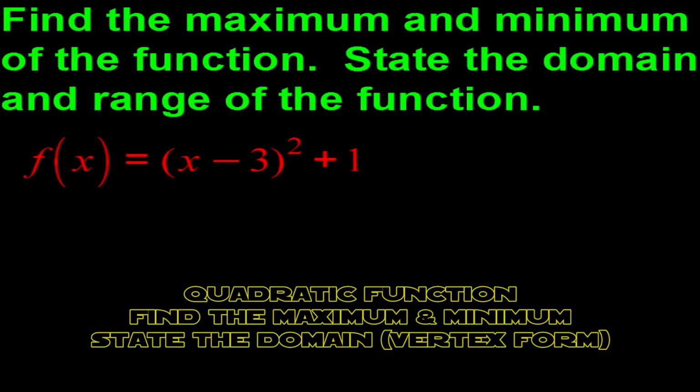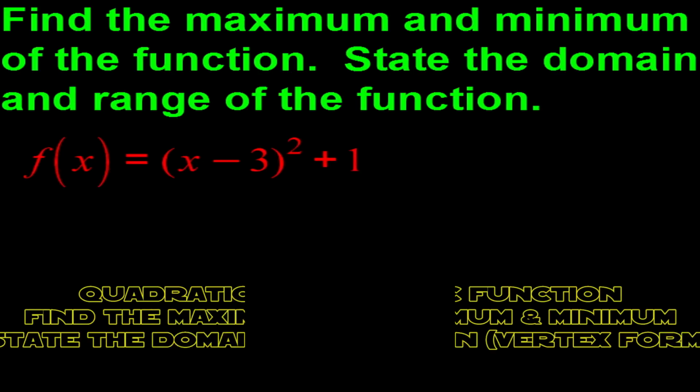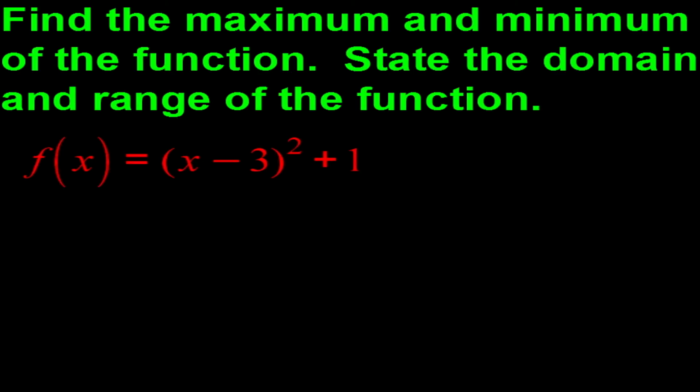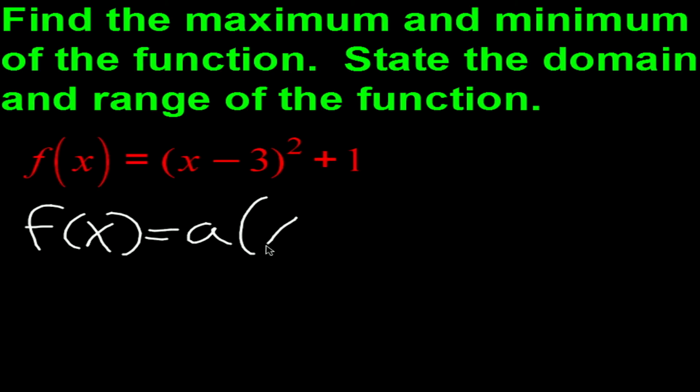We are looking at finding the maximum and minimum of a function. In this case, we're talking about a quadratic function, which is in vertex form. We also want to state the domain and range of the function. So I mentioned that was vertex form. If you recall, vertex form is f of x equals a times x minus h quantity squared plus k.